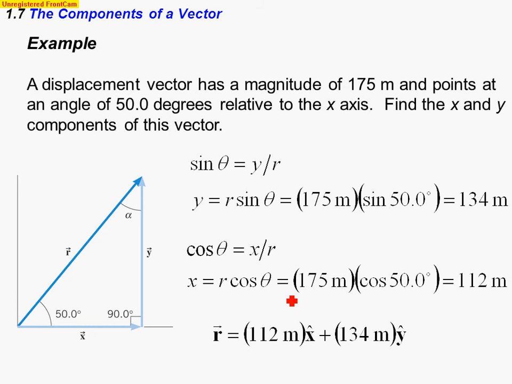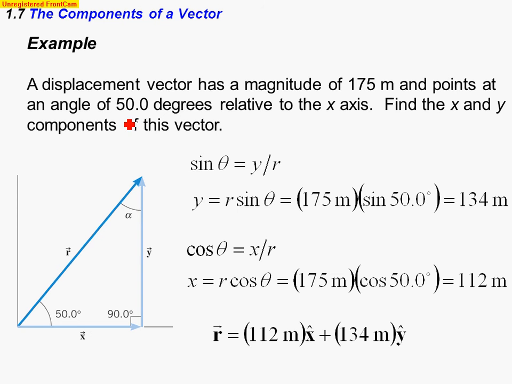Okay, so here's an example of finding the components of a vector. Let's say we have a displacement vector with a magnitude of 175 meters, and it points at an angle of 50 degrees relative to the x-axis. Find the x and y components. Our first step would be to draw this diagram. This may not be given in a problem.